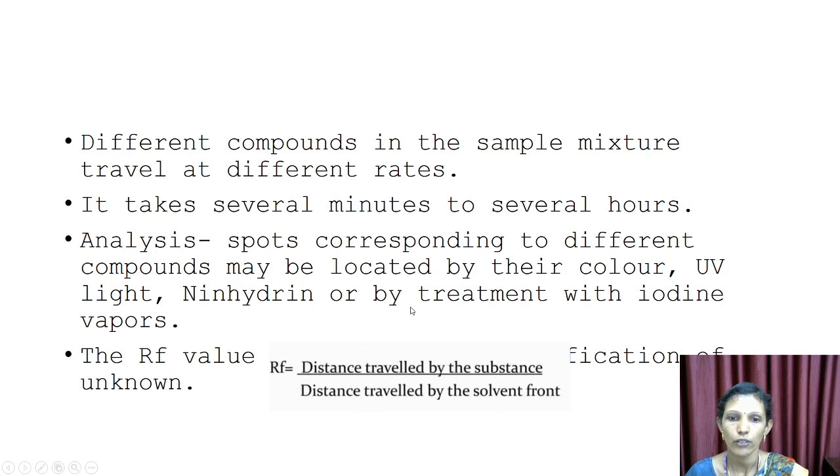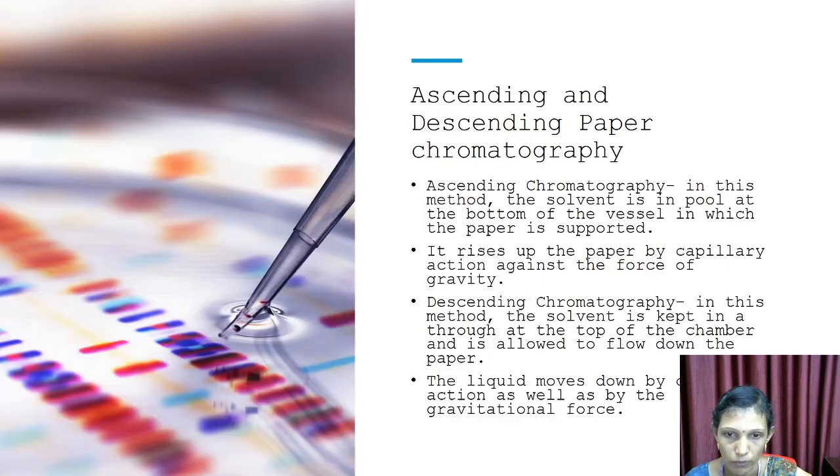So in here the Rf value is calculated. Rf is the distance traveled by the substance divided by the distance traveled by the solvent. Okay, in here there are two types of chromatography: the first one is ascending and the other one is descending.